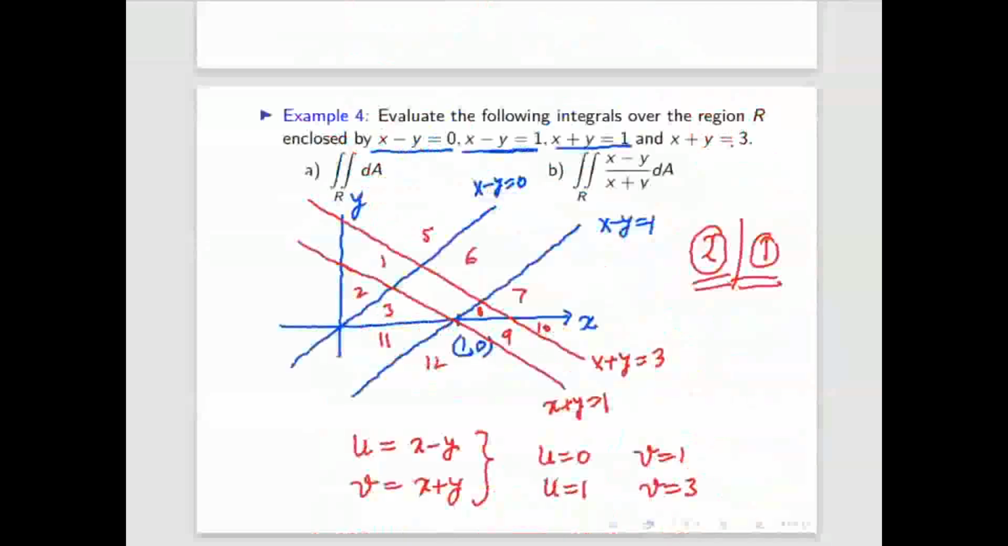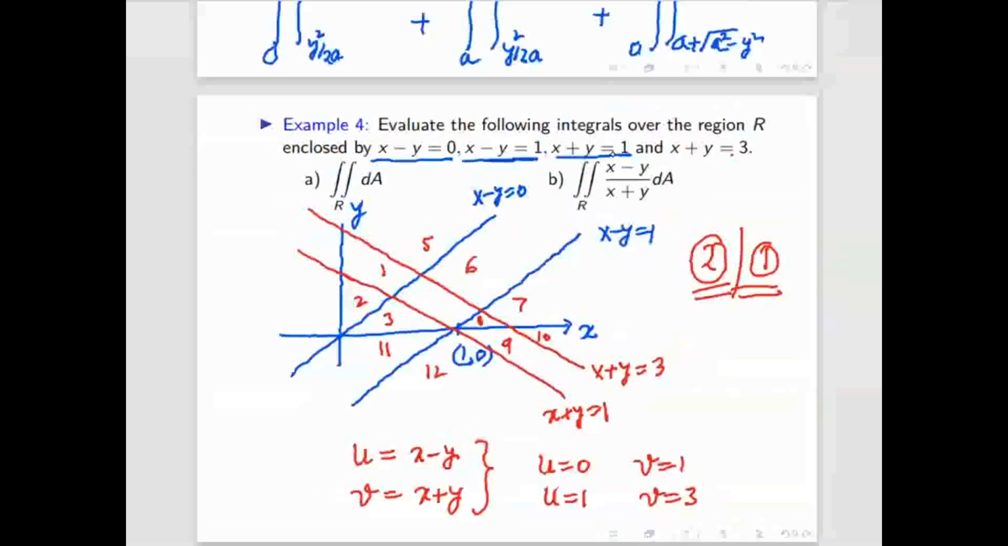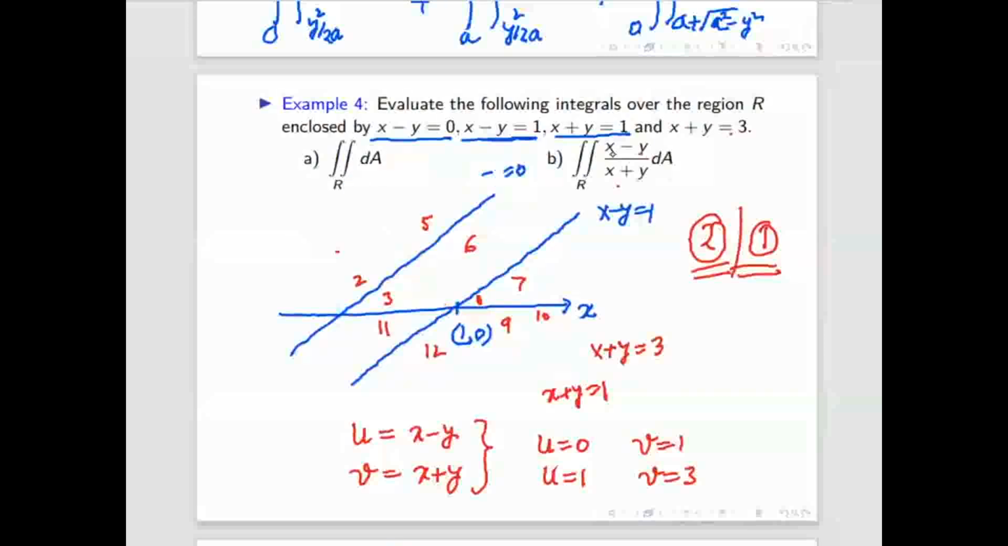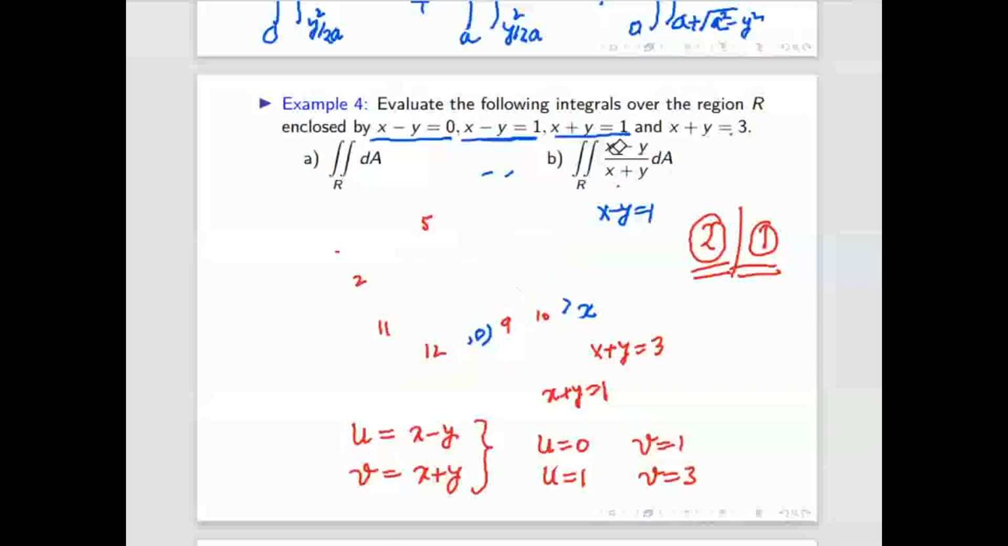So here also, if you do it like this, it will become u by v du dv. The limit is the same because it is a rectangle, so we can write it here. So the second part also you can do after changing this. But the question is how to change. It is something similar to the substitution you learned in a single variable.